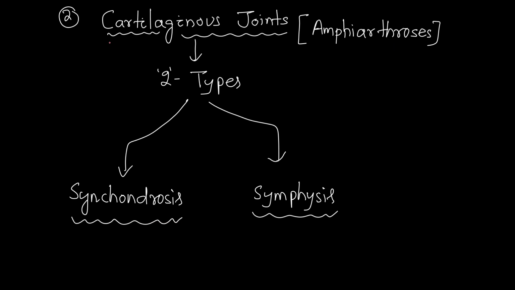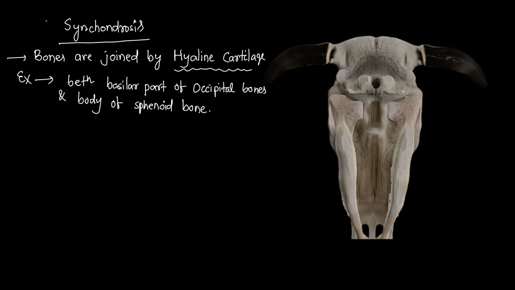Next, we discuss the cartilaginous joints. They are called amphiarthrosis or slightly movable joints because between the two bones we will find cartilage. Now, based on the type of cartilage, the joints are of two types: synchondrosis and symphysis. First, synchondrosis. Here the bones are joined by hyaline cartilage. If the cartilage is hyaline, it is called synchondrosis, as between the basilar part of the occipital bone and the body of the sphenoid bone. So, you can see.